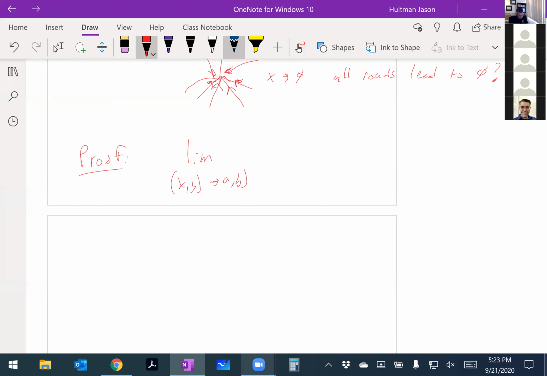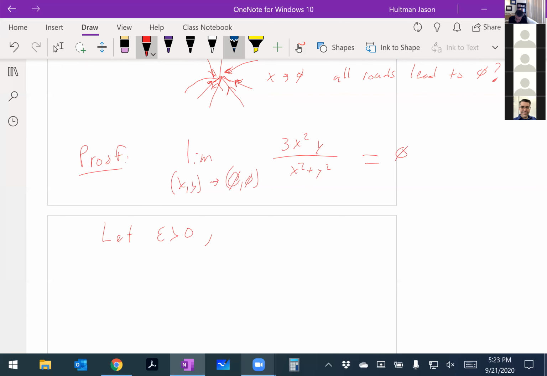Is it A, B or is it 0, 0? It should be 0, 0. Sorry. Should prove that it should be 0, 0, not A, B. The limit as x, y approaches 0, 0 of 3x squared y over x squared plus y squared equals 0. I want to prove this. Let's prove this. Prove it, people. Okay, so let epsilon be greater than 0.